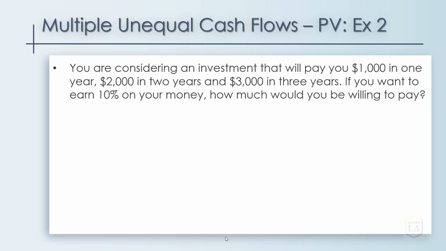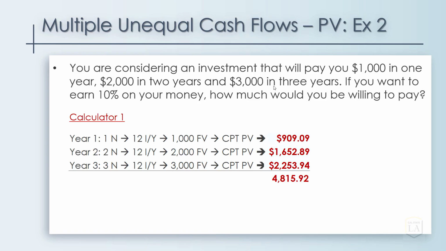Okay, for the second exercise, which looks very similar, let's suppose you're considering an investment that will pay you $1,000 in year 1, $2,000 in year 2, and $3,000 in year 3, and the interest rate is 10%. Then how much are you willing to pay, or what is the present value of this investment?